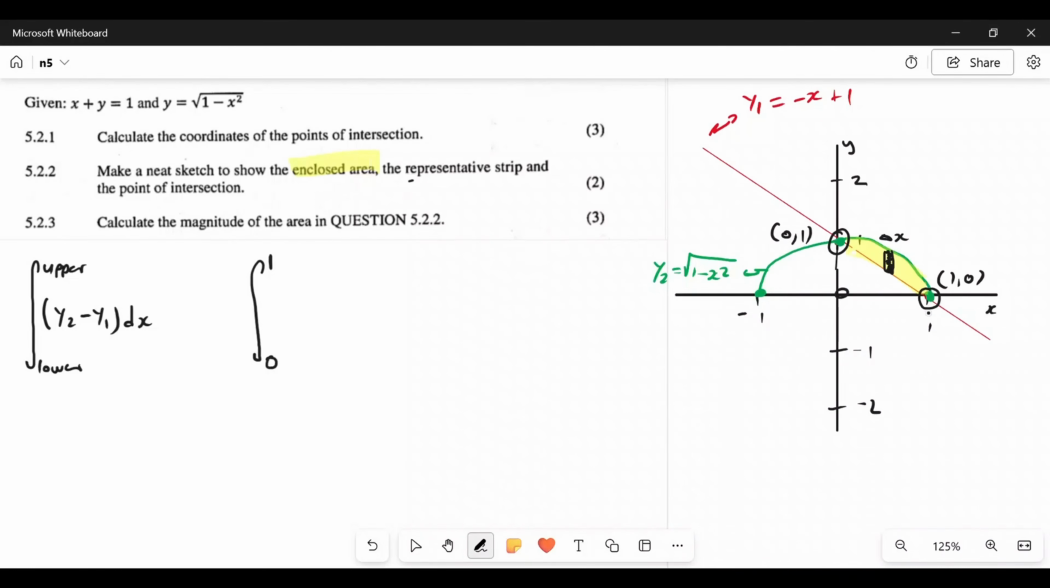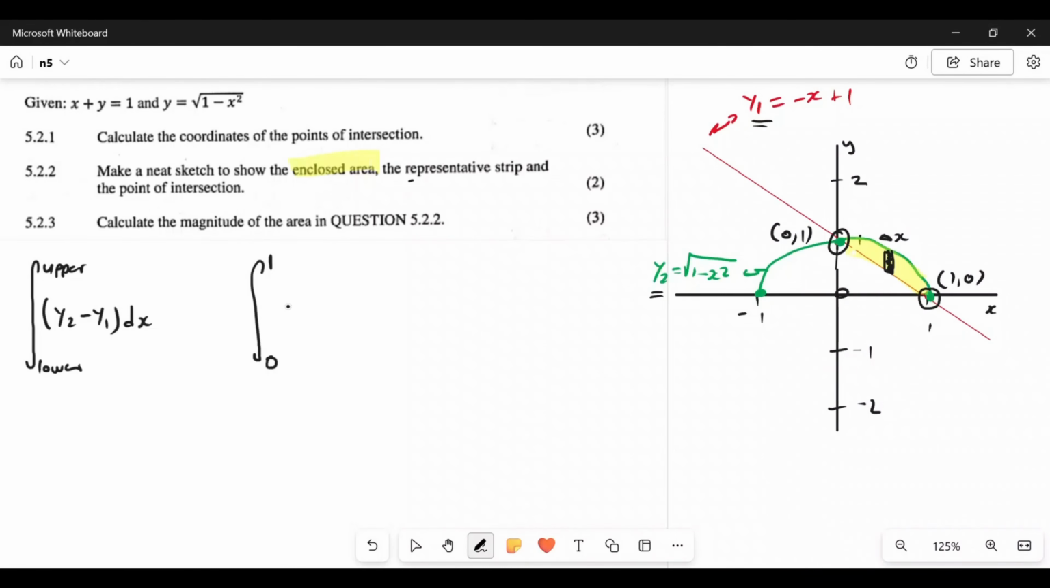Now, if you look at these two graphs, they form that area there. The one in green is on top of the area. We named it y2, so it's the one that's supposed to be positive. And then the red graph, which is y1, is going to be the one that is subtracting because it's underneath the area that we highlighted. So you always do it that way.